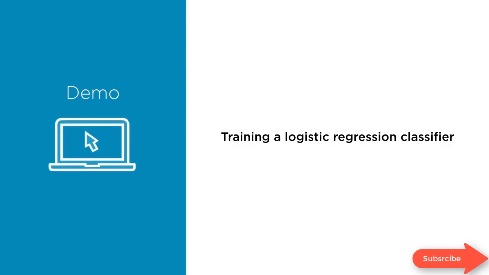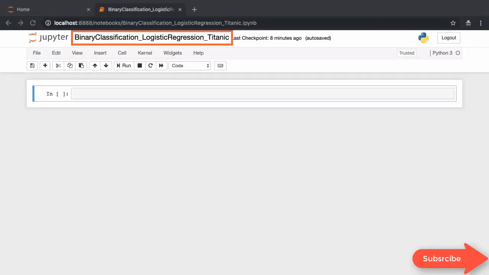Our Titanic dataset is now processed and ready to use. We are now ready to build a binary classification machine learning model using logistic regression. We'll write code for our regression model in this Jupyter notebook, binary_classification_logistic_regression_Titanic.